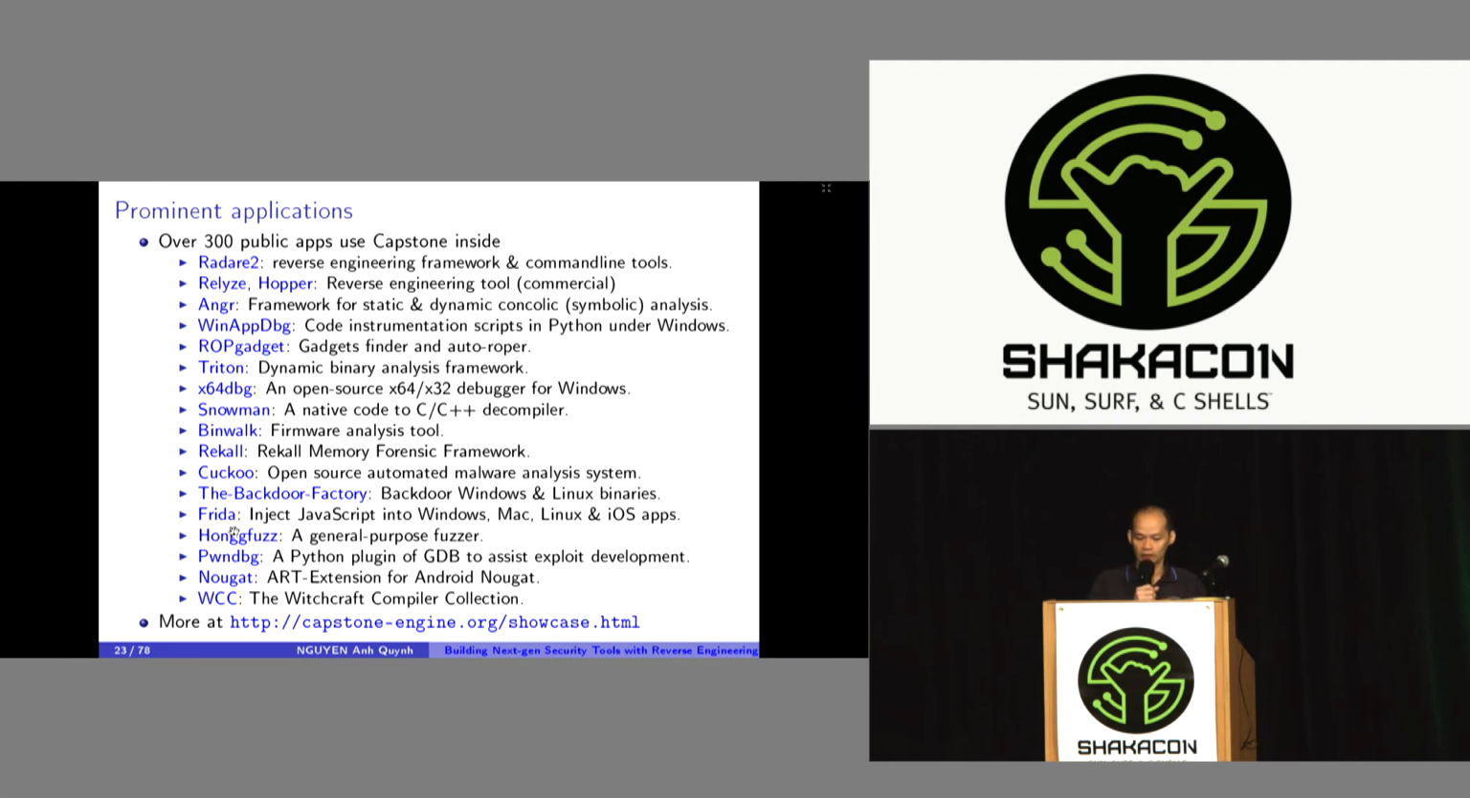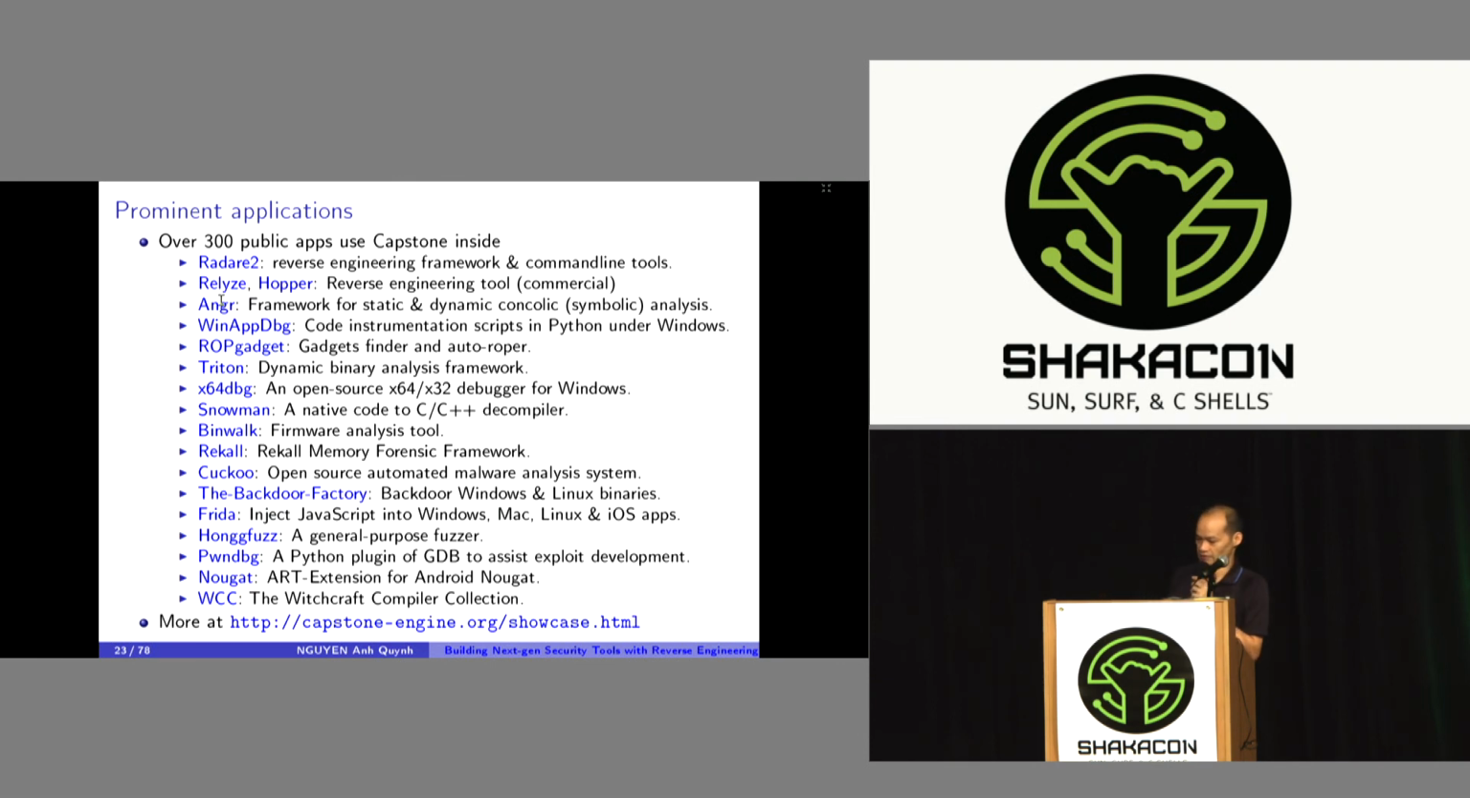So there are over 300 public applications built with Capstone that I cannot list all of them here because it takes like 10 pages, 10 slides for that. But here I pick up some of the most important, most prominent, some de facto tools in the industry. So you can see that's something like radare. They use Capstone as a default disassembler. Reliance and Hopper, they are two other reverse engineering tools, use Capstone inside. And the good thing is that Reliance and Hopper, they are commercial tools.